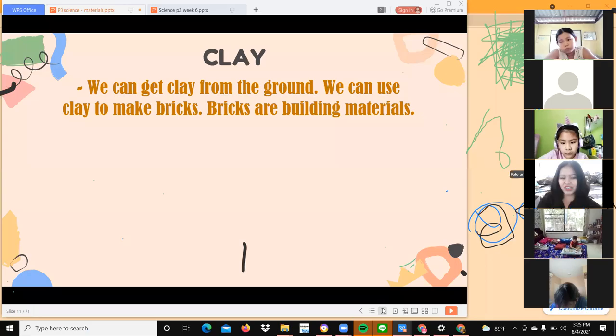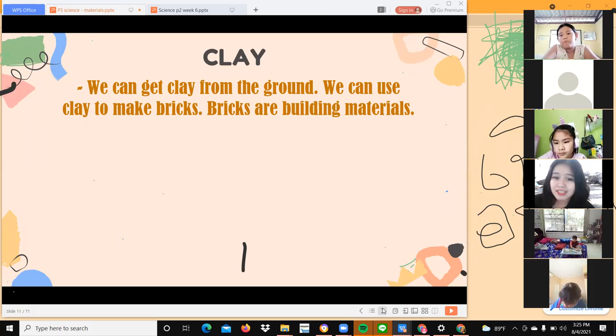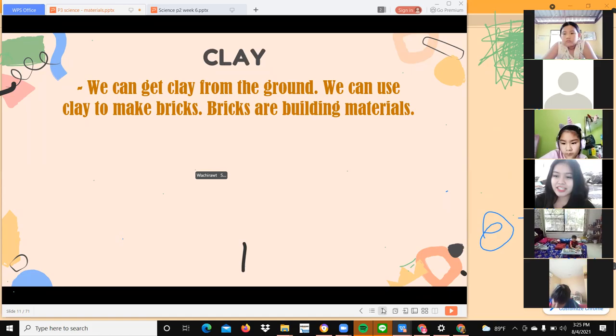Okay, we can get clay from the ground. We can use clay to make bricks, and bricks are building materials. Remember when you were in P2, clay is a type of soil, a super sticky soil, right? Yes.